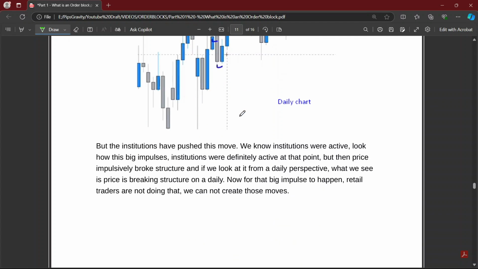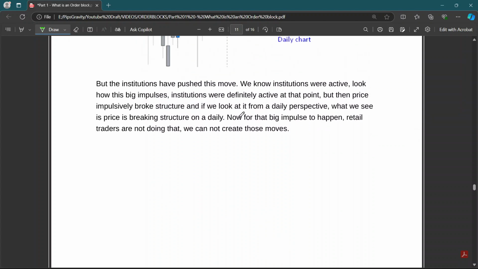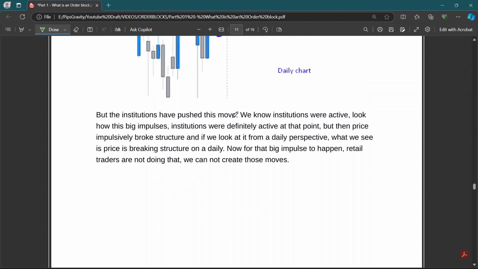But if you really want to understand, and I think up to now you have understood what an order block is, because you have understood the footprint behind it and what happens. And also, for an order block to be an order block, or to be a high probability order block, it has to break structure.